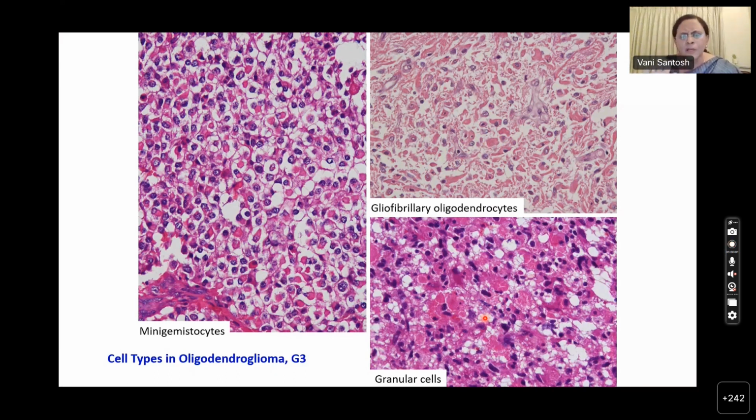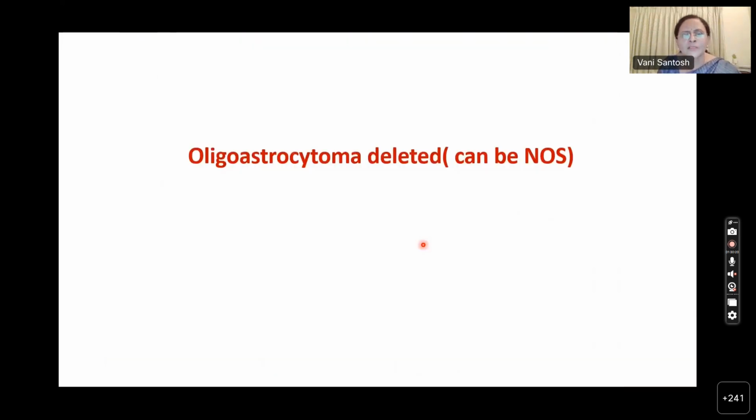Grade 2 tumors are very indolent. Only the perinuclear halo, low cellularity, diffuse infiltration, perivascular and perineuronal satellitosis. That's what we will see in grade 2. But in grade 3, we see these sort of cell types. Not in all. When you see them, then it is easy for you to make a diagnosis.